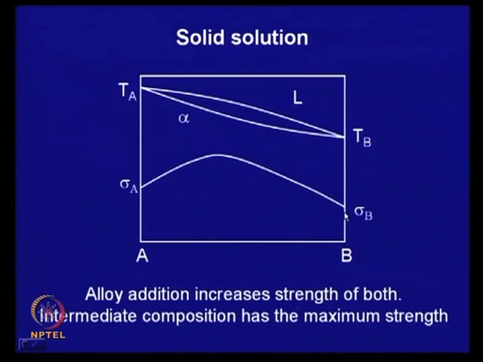Similarly, if you add A to pure B, strength of B increases, and normally it is found that there is some relationship between the strength of the material and its melting point. Higher the melting point, strength at room temperature is higher. So, that is why it is shown like this, and this is the optimum composition where you have the maximum strength.